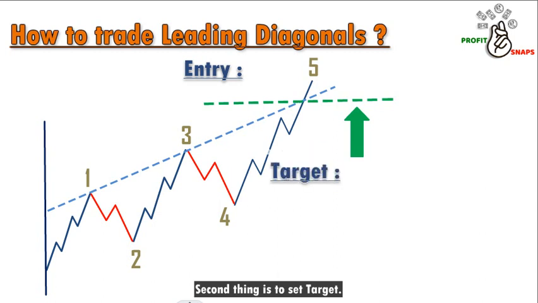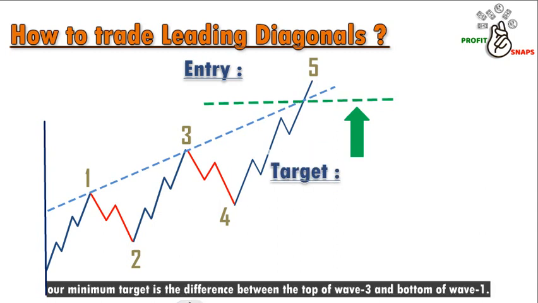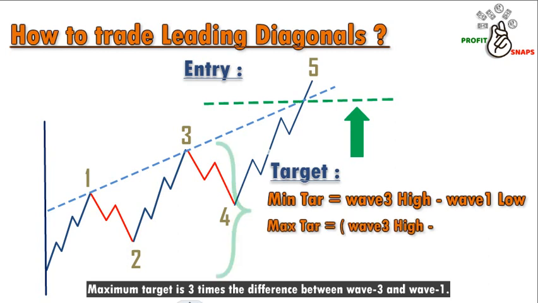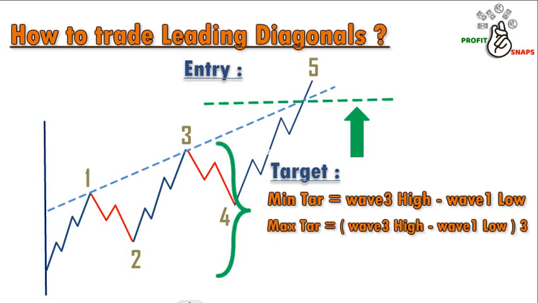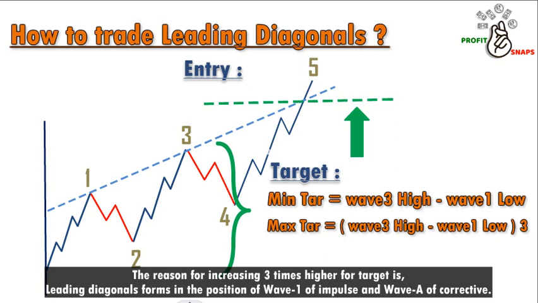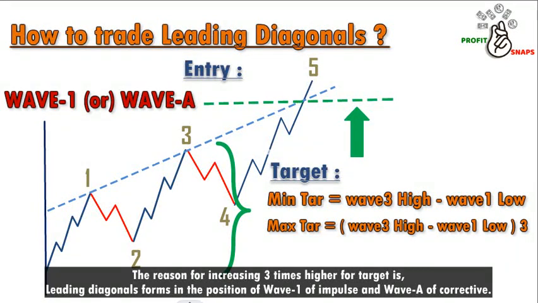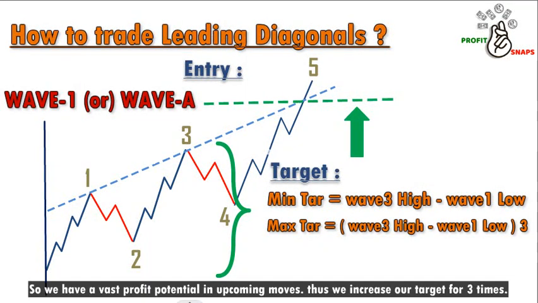The second thing is to set the target. Our minimum target is the difference between the top of wave 3 and the bottom of wave 1. The maximum target is 3 times the difference between wave 3 and wave 1. The reason for increasing the target 3 times higher is that leading diagonals form in the position of wave 1 of an impulse or wave a of a corrective, so we have a vast profit potential in upcoming moves. Thus we increase our target 3 times.